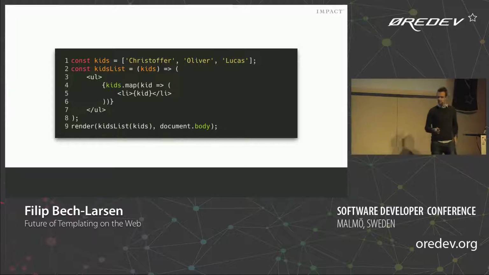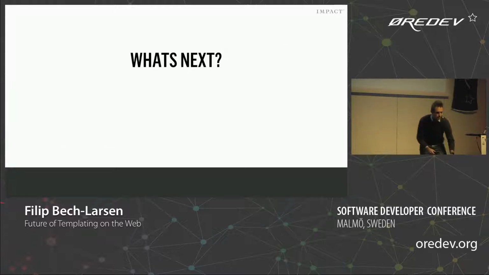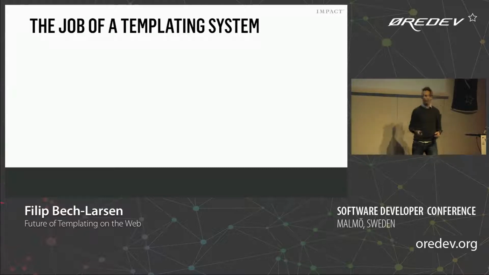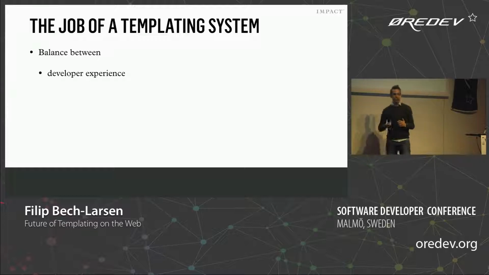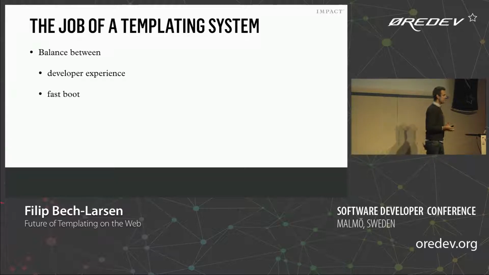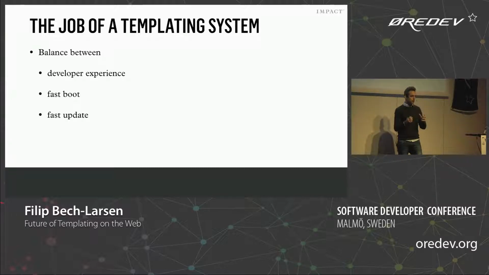So this begs the question, what's next? To answer that question, let's take a step back and ask, what is the job of the templating system? It's really to keep a balance between a very good developer experience, where we want something that's nice, works with our tools, and feels familiar to us, but also something that's really fast to do the initial setup and fast to update. So every time there's a change, we want it to be fast.